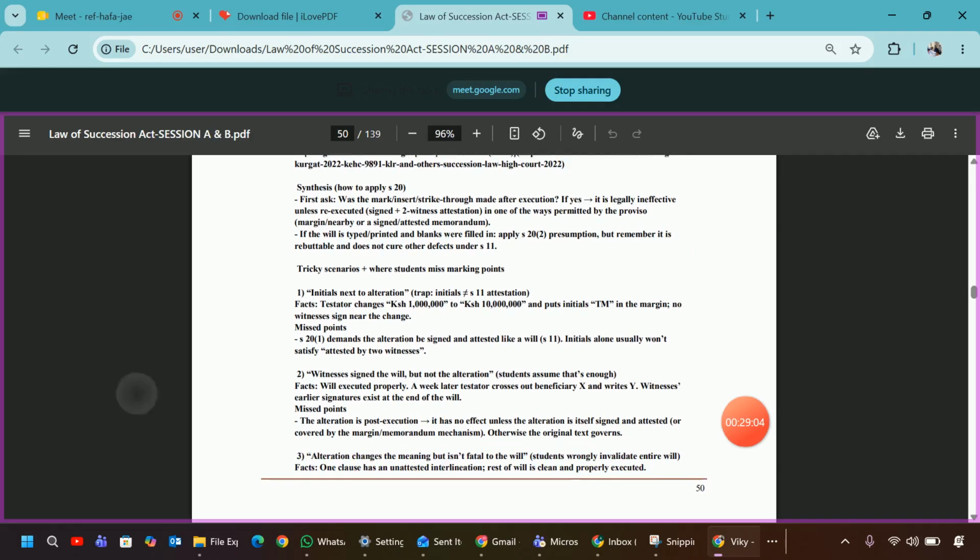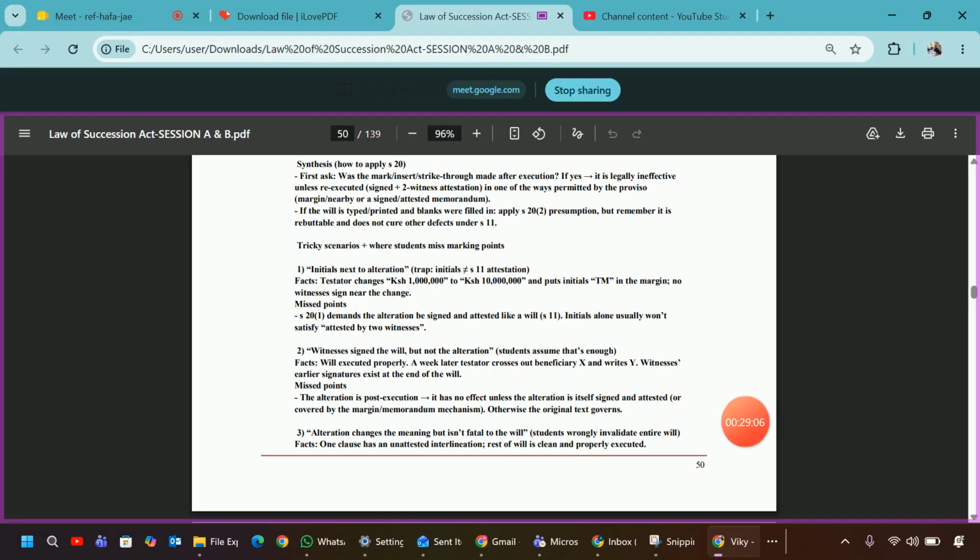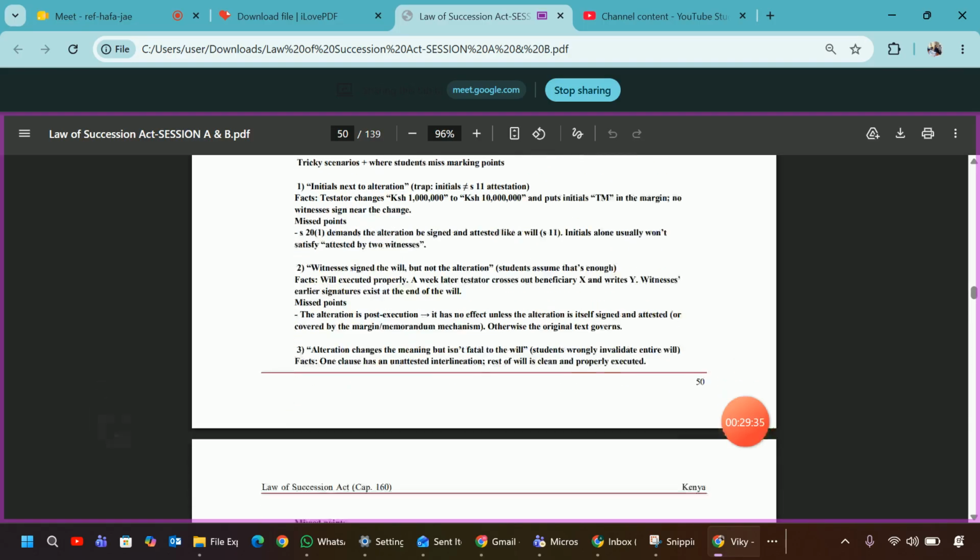What are the tricky situations students can encounter? Initials next to alterations. The facts of the case are that the testator changes 1 million to 10 million and puts initials TM in the margin. No witnesses sign near the change. The missed point is that Section 20 demands the alteration be signed and attested like a will, pursuant to Section 11. Initials alone usually won't satisfy attestation by 2 witnesses.